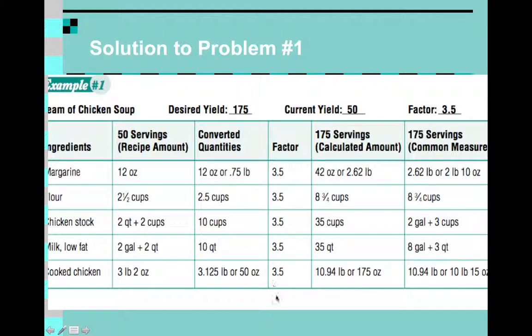What I really want to make sure you understand is how we got our factor. We took our current yield and our desired yield, and we created this 3.5 factor. So we're in essence taking 12 ounces and multiplying it by 3.5 so that we change the 50 servings to the 175 servings. We might have started with needing 12 ounces for 50 servings, but for 175 servings we're going to need 2.62 pounds, or 2 pounds 10 ounces.